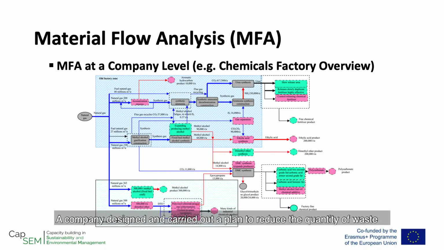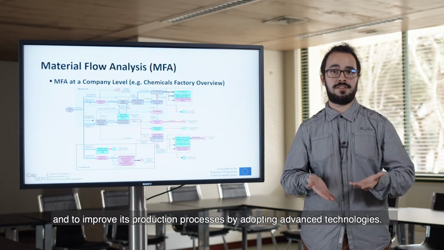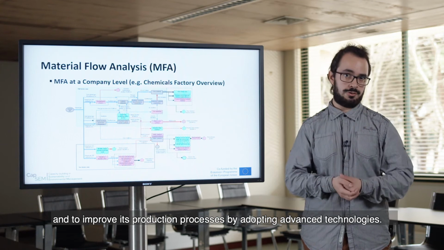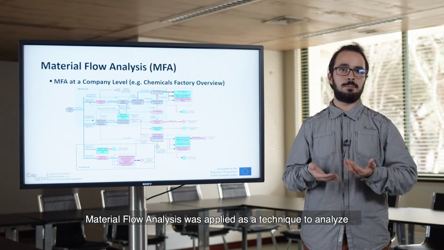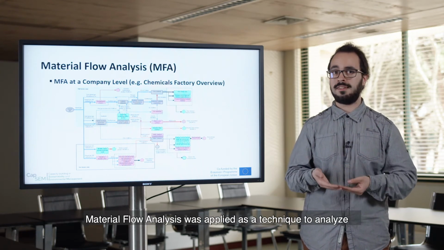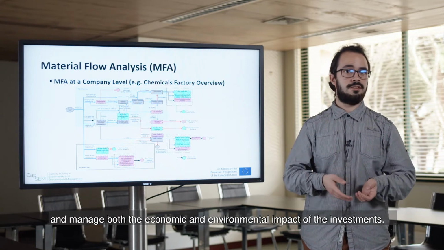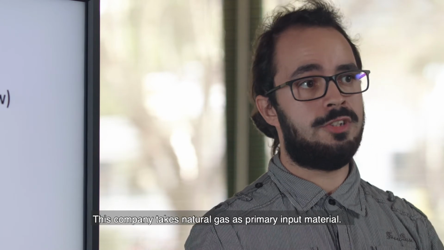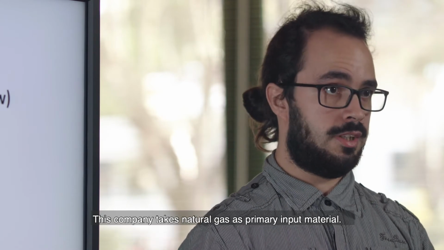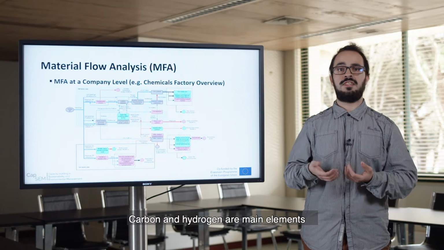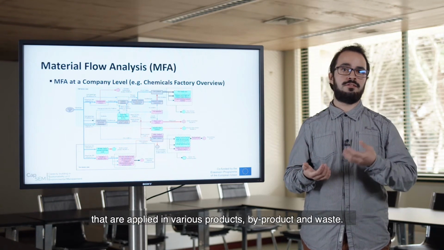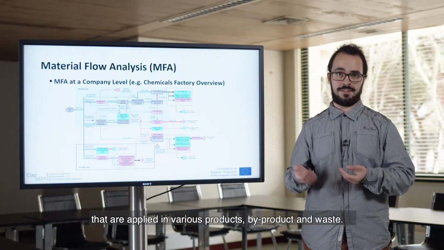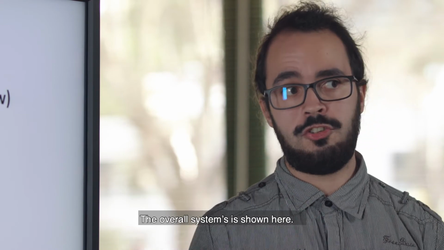A company designed and carried out a plan to reduce the quantity of waste and to improve its production processes by adopting advanced technologies. Material flow analysis was applied as a technique to analyze and manage both the economic and environmental impact of the investments. This company takes natural gas as primary input material. Carbon and hydrogen are the main elements and are applied in various products, byproducts, and waste. The overall system is shown here.